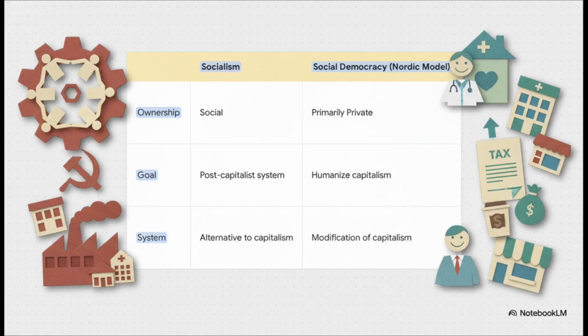The big difference is that they have very strong social safety nets, things like universal healthcare and education, that are all funded by high taxes. So they aren't trying to replace capitalism, they're trying to humanize it. They're a modification of capitalism, not an alternative to it.